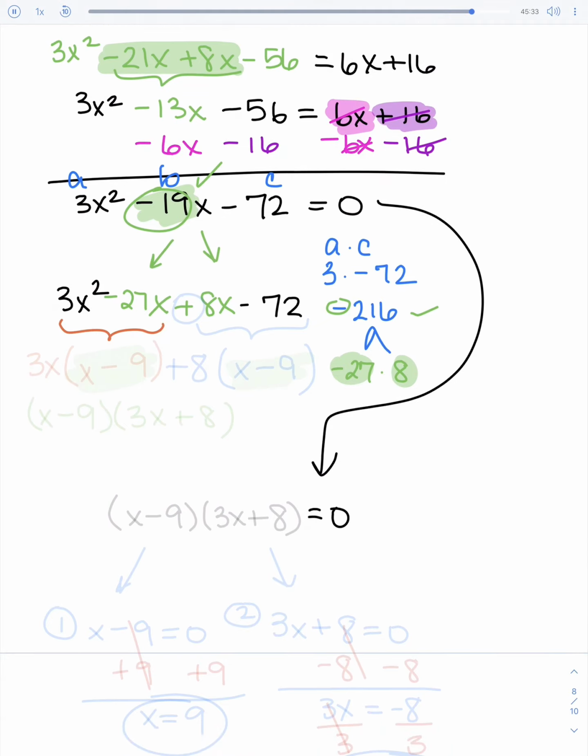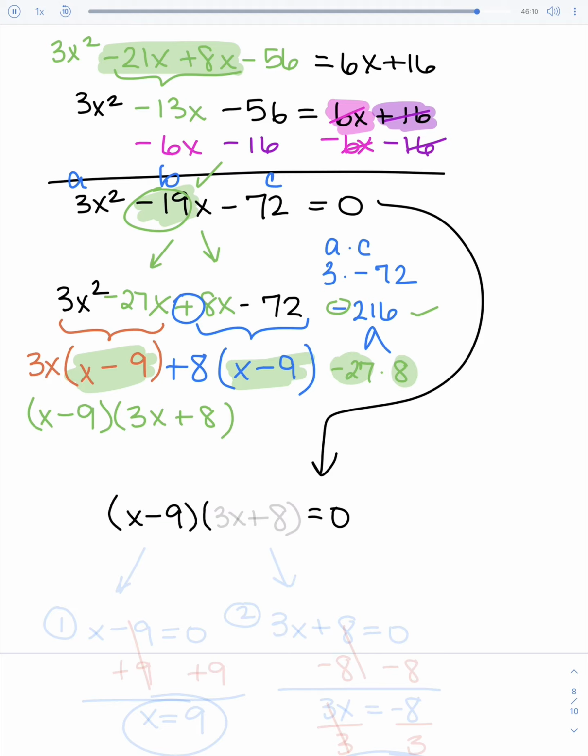Grouping the first two, notice that they're both divisible by 3 and have an x, which will leave us with an x minus 9. Then the second two, notice we've got a plus sign in front, and they're both divisible by 8, which will leave us with an x minus 9, which means I can now factor out a matching x minus 9 from both pieces. Factoring out that matching x minus 9 will leave us with another factor of 3x plus 8. So my factoring is x minus 9 times 3x plus 8.